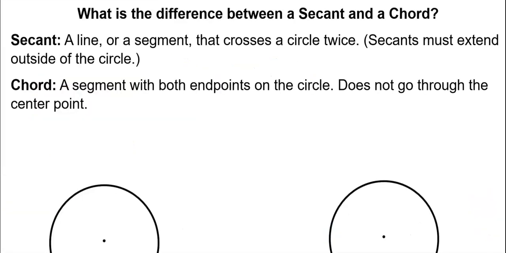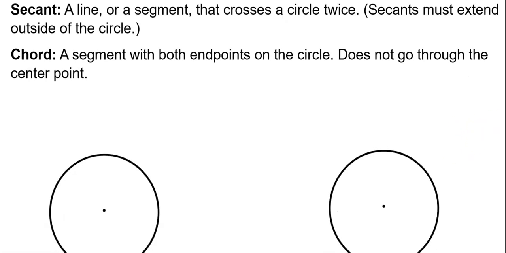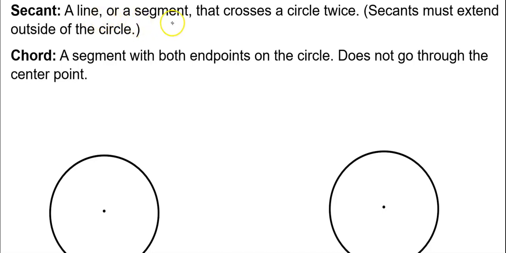Another vocabulary term we need to know is a secant and a chord. So a secant is a line or a segment that crosses the circle twice. Here's what I need you to remember. Secants must extend outside of the circle. So a secant is going to be a line, a segment, or a ray that crosses the circle 2 times, and at least part of it goes outside the circle. Boom, that is a secant right there.